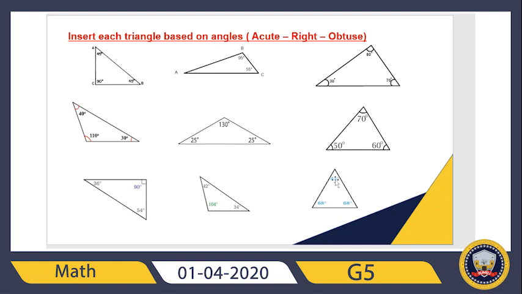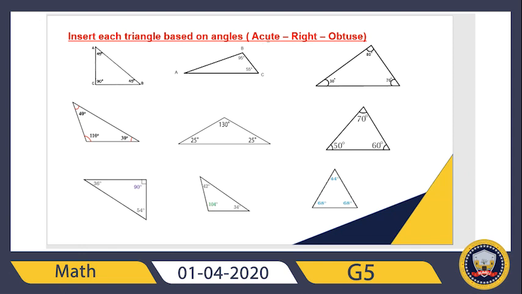What about the last one in this exercise? Here, first angle 44 degrees, second angle 68 degrees, and the third angle 68 degrees. Each angle in this triangle is less than 90 degrees. This triangle I can classify as an acute angle triangle.